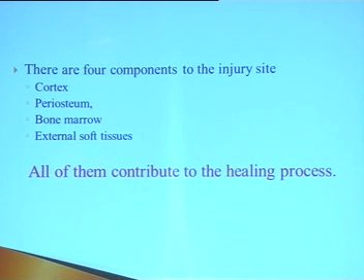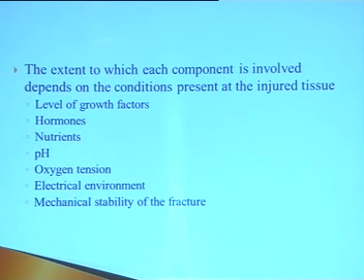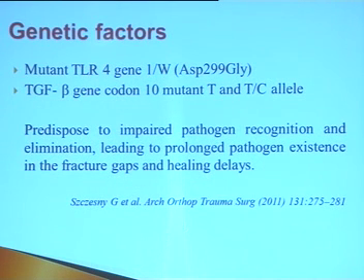So when the healing occurs, there are four components: cortex, periosteum, bone marrow, and external soft tissues, and all of these are contributing to the healing of the fracture. And the extent to which each component is involved will depend on the conditions present in the injured tissue: what is the level of the growth factors, hormones, nutrients, acidity, oxygen tension, environment, and mechanical stability. So they all play a factor.